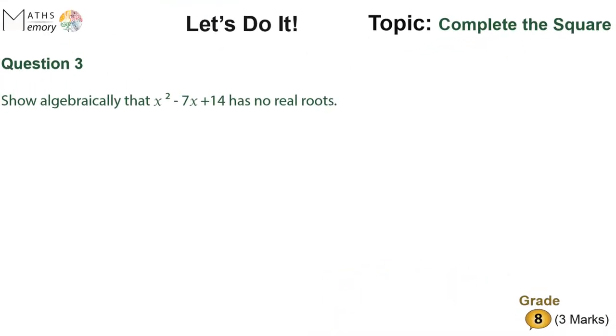Question 3, let's do it. Press pause, write this question down, see if you can prove that this has got no real roots, and press play when you're ready.